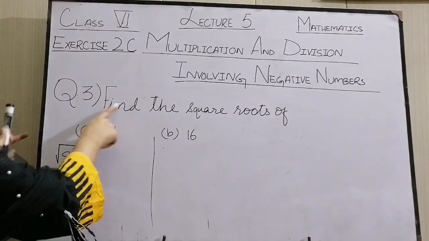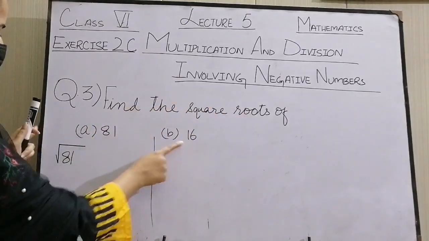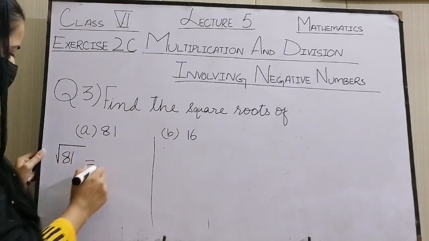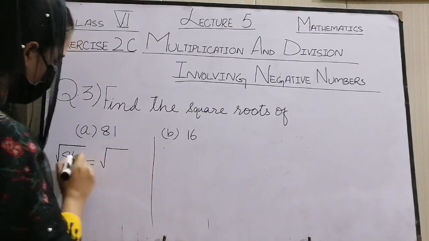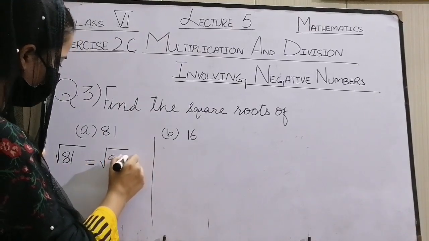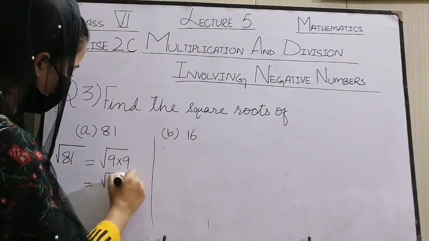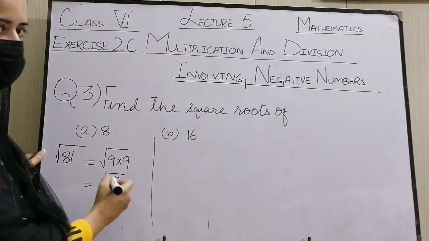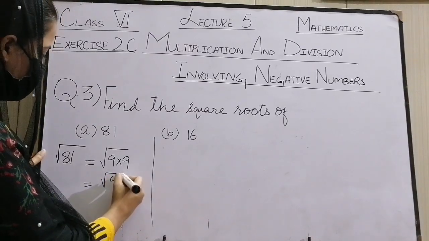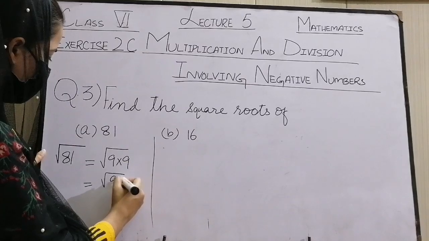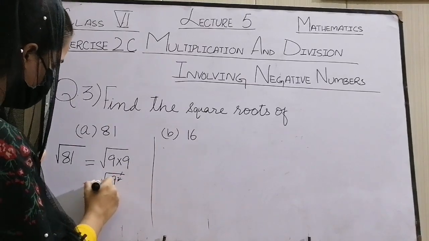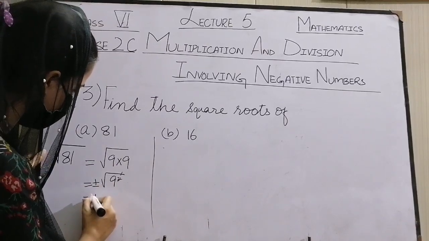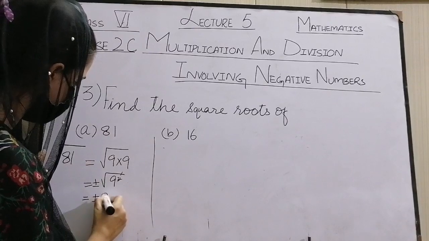Question number 3 is find the square roots of these. A part is 81, so we write down the 81 in square root. 81 can be written as 9 into 9, which means 9 power 2. In the previous lectures, you learned how to cancel the square and square root. So we are directly doing it here. Also, square root should be written with a positive and negative sign. So, square root of 81 is plus minus 9.